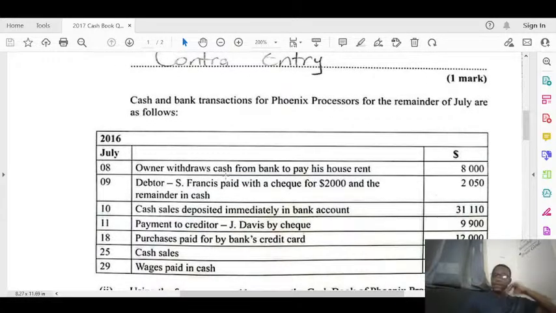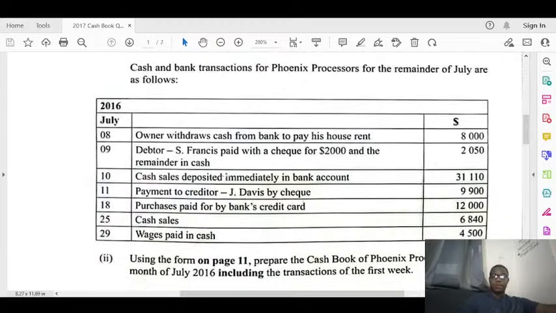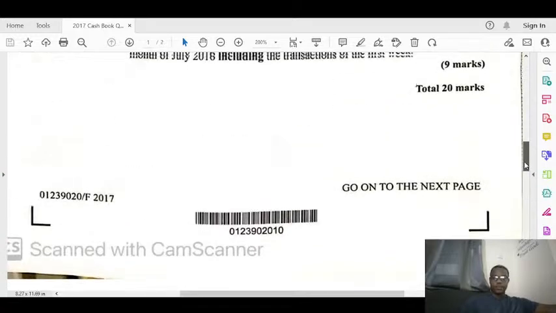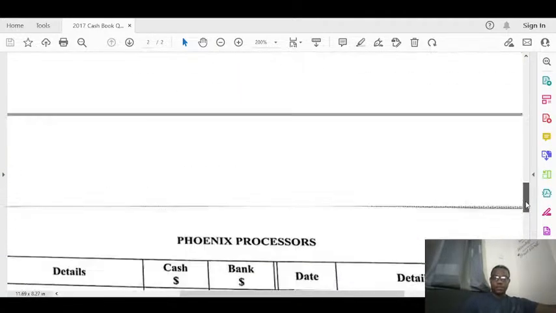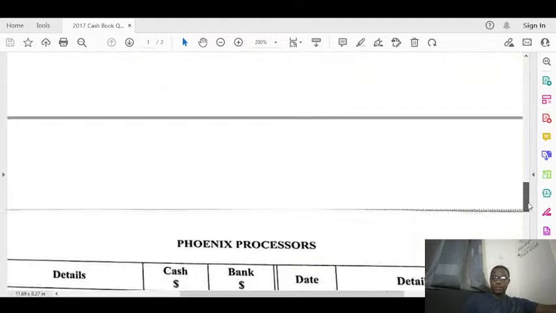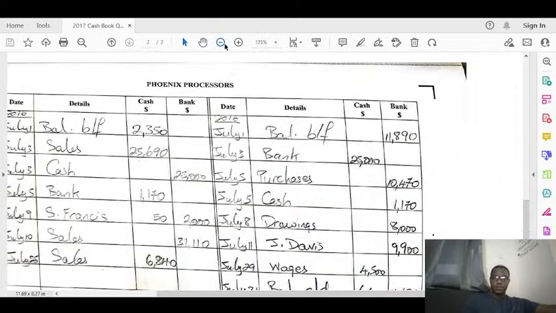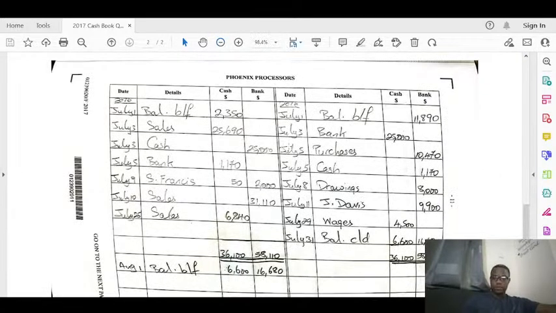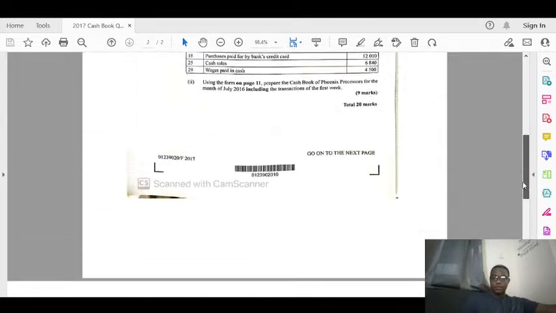It says cash and bank transactions for Phoenix Processors for the remainder of July are as follows. And so they give us some transactions here. Then they say use the form on page 11, which is the next page, right? So this is the form that they gave us. It's kind of big, but this is the form that they gave us on page 11, right?